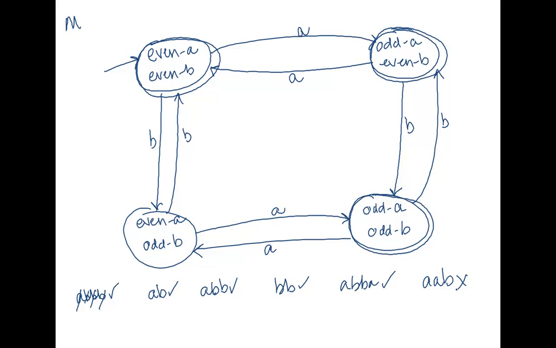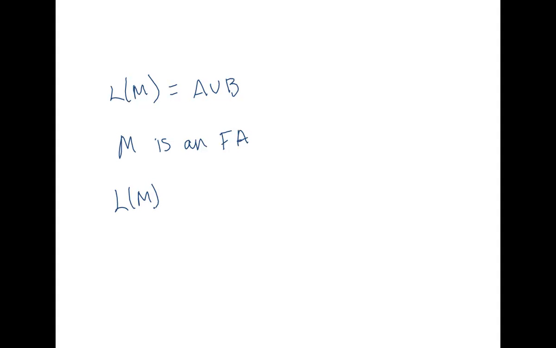Okay, so this shows us that we have constructed M as in fact a machine. So what do we have? We have that the language of M is equal to A union B. Okay, so that's what we wanted. M is a finite automaton. Therefore, the language of M is regular. Okay, so we just showed that A union B is regular.